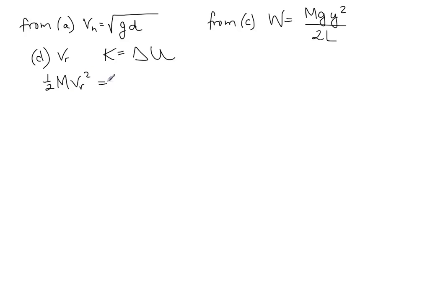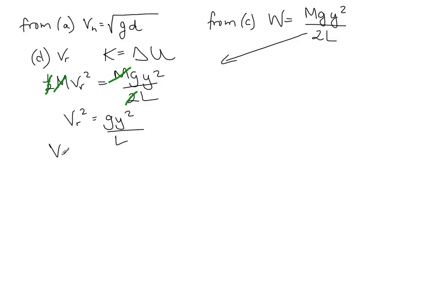And that has to be equal to the change of potential energy, which is the work done by the force of gravity. So we're just going to put that in there, mgy squared over 2l. And the m's cancel out, the 1/2s cancel out, and I get v sub r squared is equal to gy squared over l, or v sub r is equal to the square root of gy squared over l.